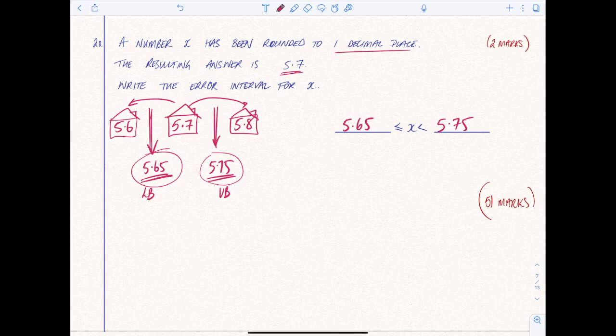To be careful on the wording on that. Some of them are worded slightly differently, which involve a different answer, but watch the video I've done on error intervals and bounds if you want some more information about that.